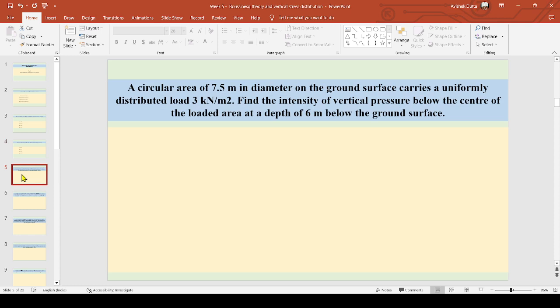A circular area of 7.5 meter in diameter on the ground surface carries a uniformly distributed load of 3 kN per meter square. Find the intensity of vertical pressure below the center of the loaded area at a depth of 6 meter below the ground surface.